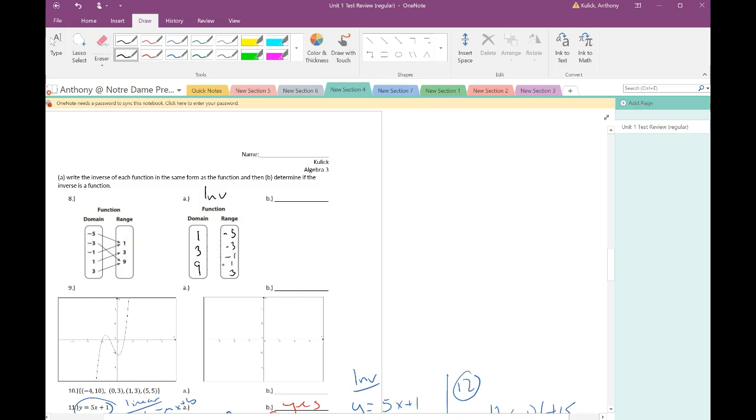And now all I'm going to do is use the same mapping as I have over here in the function, and I'm basically just going to reverse the arrows. So 1 should go to negative 5, and it should go to negative 1. The reason is that over here I have 1 going to negative 5 and to negative 1. And then 3 should go just to positive 1. And then 9 should go to negative 3 and to positive 3.